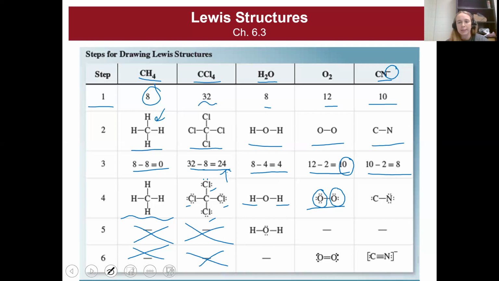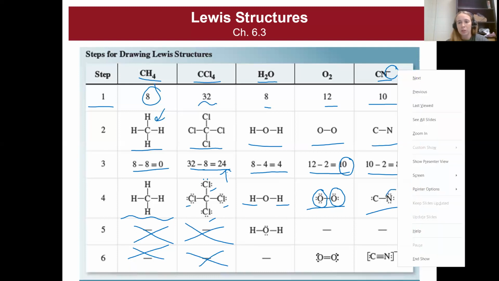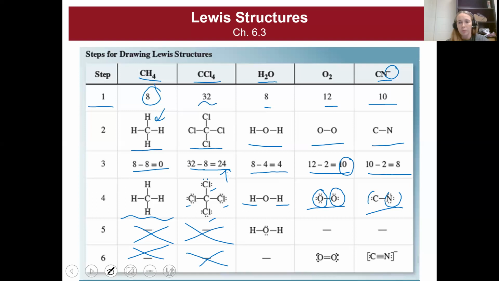That's step 4. And then step 4 for cyanide, we put all of our lone pairs on our terminal atoms. They're all terminal atoms in this case because there's only 2. So we put 3 lone pairs on nitrogen, and we put 1 lone pair on carbon for now because we only have 8 to work with. So we can put down 4 lone pairs. So we put 3 on nitrogen and 1 on carbon. We put 3 on nitrogen and not on carbon because nitrogen is the more electronegative of the 2. So we put more lone pairs on nitrogen than on carbon.